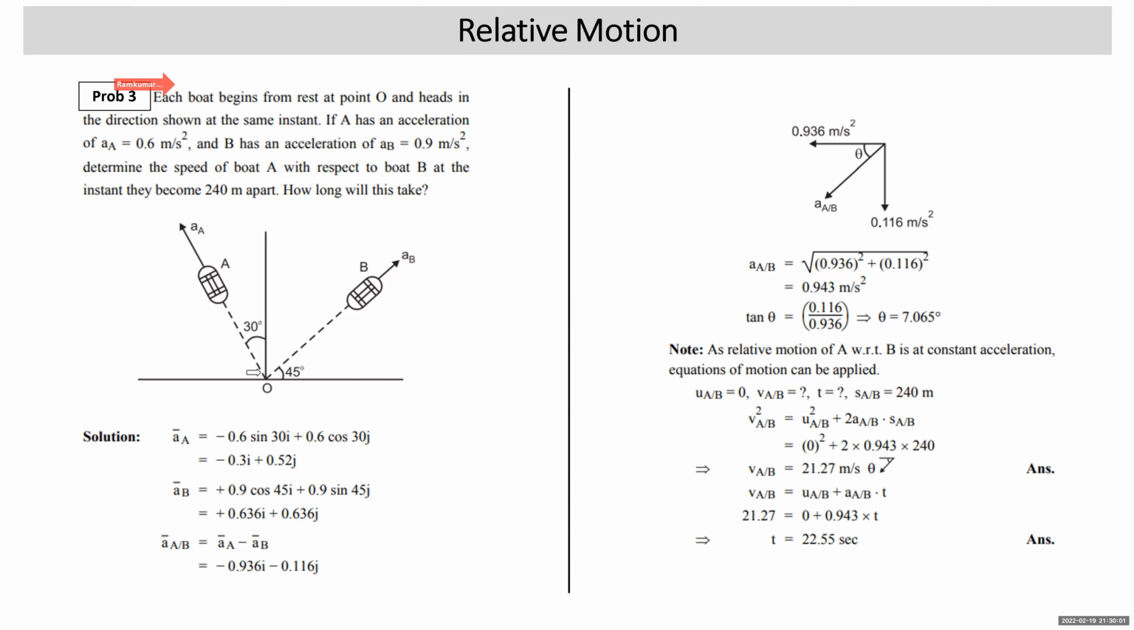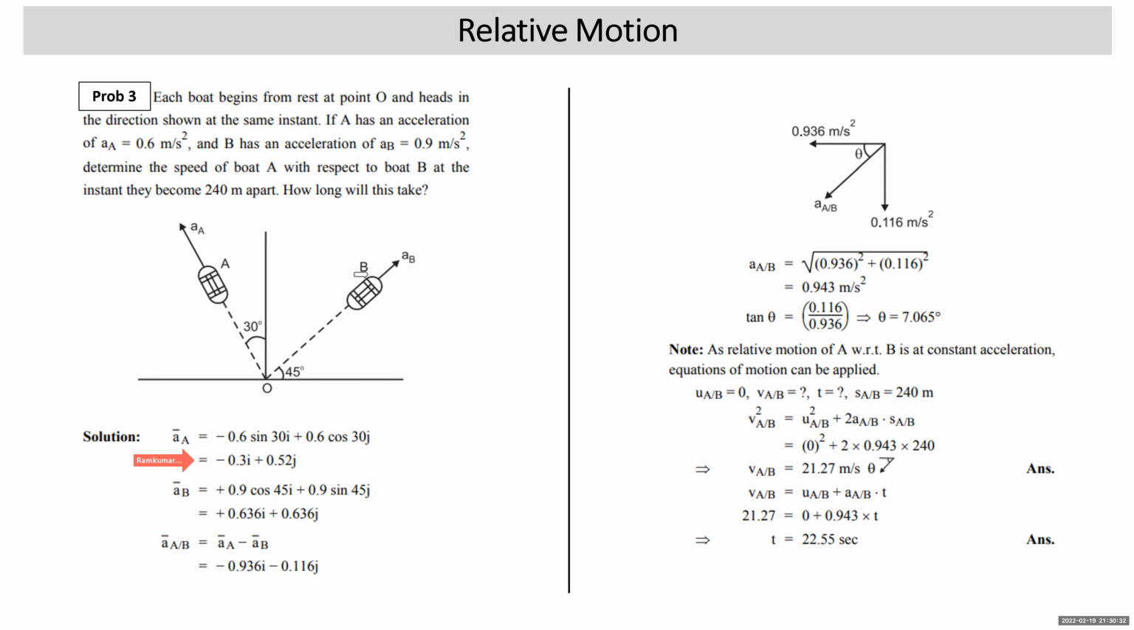Now this is O's origin. This is boat A going at acceleration, which is at 30 degree with the y-axis. This is at 45 degree, acceleration of B. Now we can resolve them and put them in vector form. Acceleration of A is 0.6. So 0.6 sine 30 is to the left, right? So minus 0.6 sine 30 i. 0.6 cos 30 up, that is positive in y direction, plus 0.6 cos 30 j. So you get it minus 0.3 i plus 0.52 j.